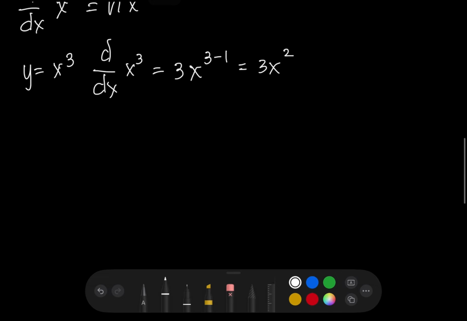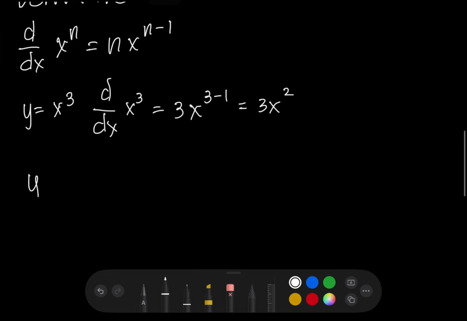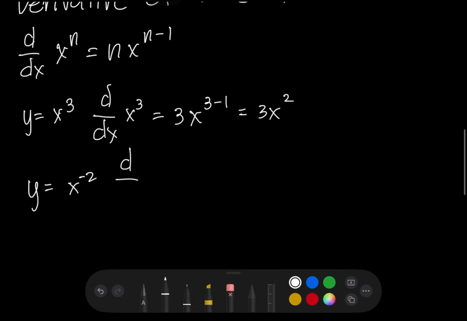Another example, if we have y is equal to x raised to negative 2. The derivative of x raised to negative 2, since our n or the exponent is negative 2, that will be the factor of x. So that is negative 2x raised to negative 2 minus 1. That is n x raised to n minus 1. So it is equal to negative 2x raised to, what is negative 2 minus 1? It is just equal to negative 3.